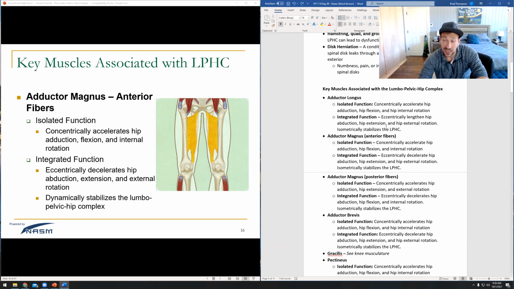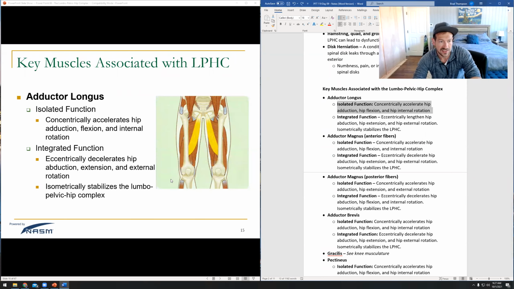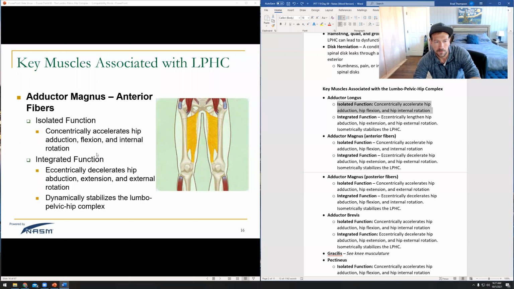Because it attaches to the front, when it shortens, what happens? That's going to be a little bit of hip flexion. Again, what is this muscle primarily? It's literally in the name. Primarily, it's going to concentrically accelerate adduction. But because it's attached in the front, just like the longus, it's going to do a little bit of flexion as well, and a little bit of internal rotation. So the adductor magnus's anterior fibers and the adductor longus have exactly the same definition: concentrically accelerates adduction, flexion, and internal rotation.